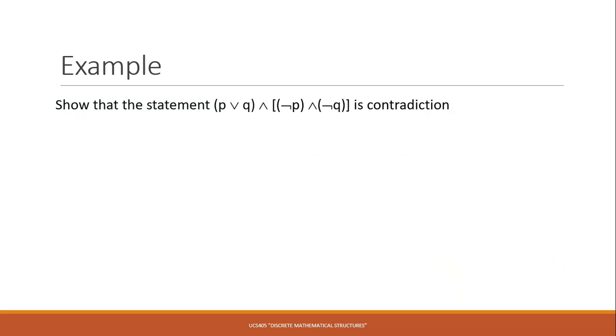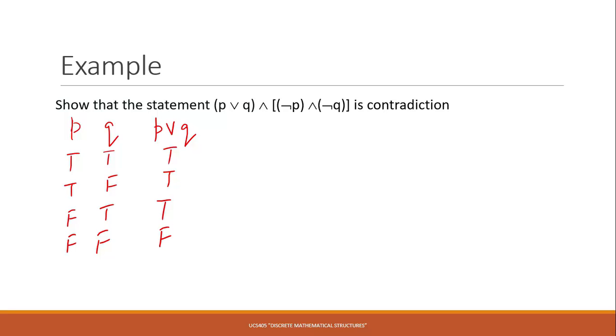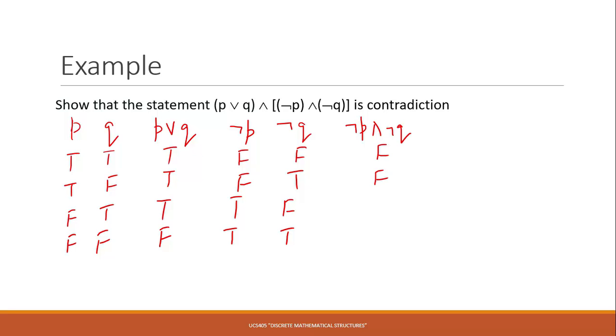Now, for an example, we have to show that this statement is a contradiction. We have two variables P and Q, so a total of 4 possible combinations are there. First, we will calculate P or Q, which is true, true, true, false. Next, we will calculate negation P, which is false, false, true, true. Negation Q: false, true, false, true. Then negation P and negation Q will be false, false, false, true.